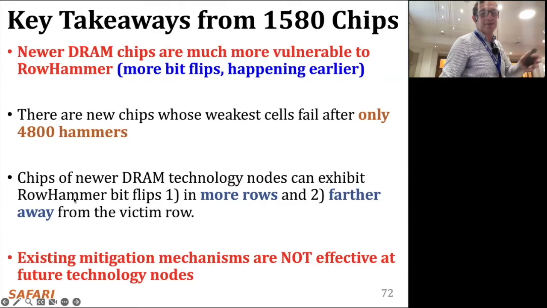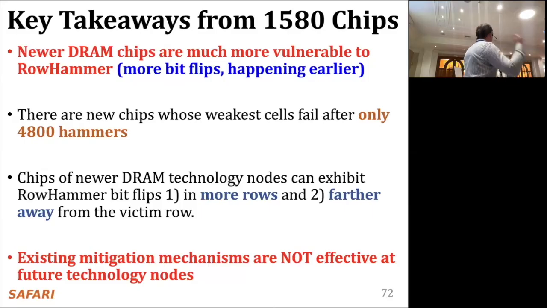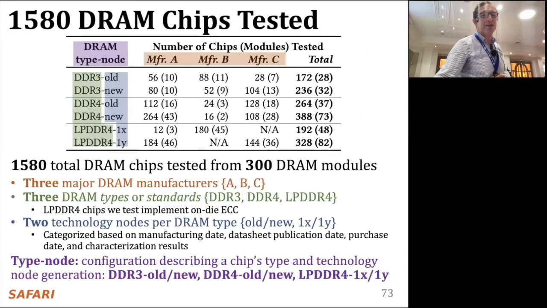Okay, I'm going to skip this part over here, but we also showed that existing mitigation mechanisms are not effective at future technology nodes. So if DRAM manufacturers came up with a mechanism, they were extremely creative and good, because nothing published in literature could solve this problem in future nodes, let's say, or even current nodes if you're not careful. Okay, so we beefed up our infrastructure. We were able to test actually DDR3, DDR4, LPDDR, as you can see. We tested different technology nodes.